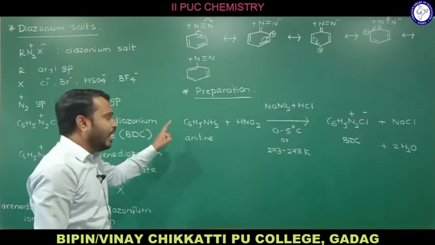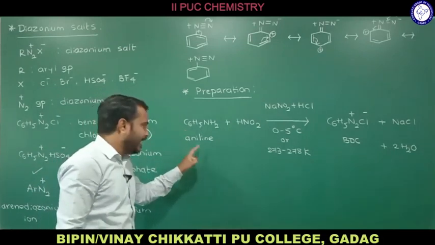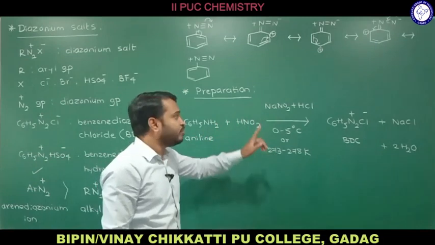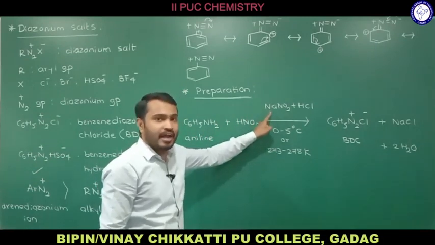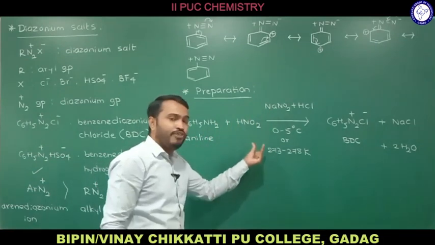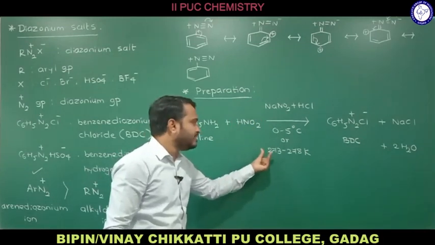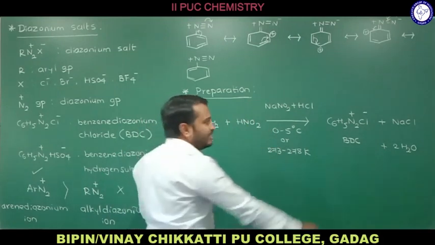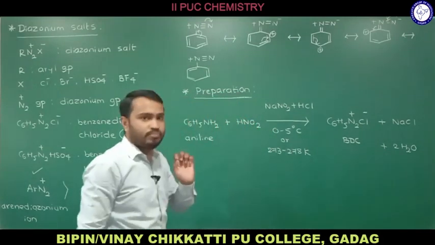Remember that aromatic primary amine like aniline reacts with the nitrous acid, which is produced by the mixture of sodium nitrite and hydrochloric acid at very low temperature, about 273 to 278 Kelvin or 0 to 5 degrees Celsius. Benzene diazonium chloride is formed.